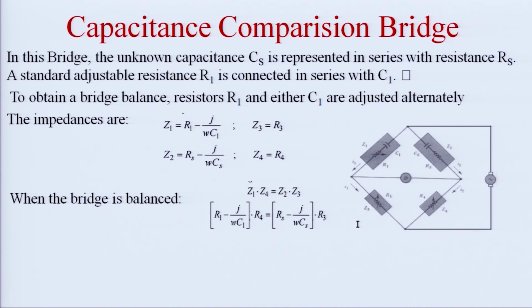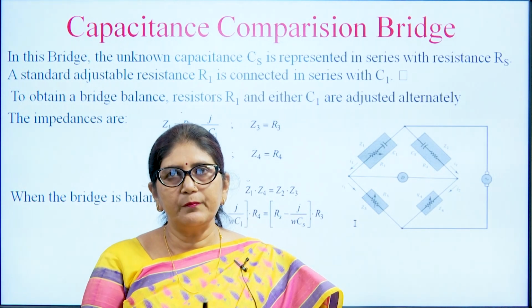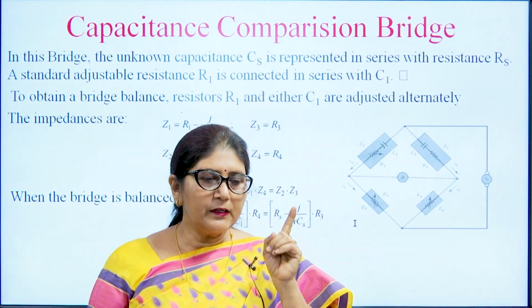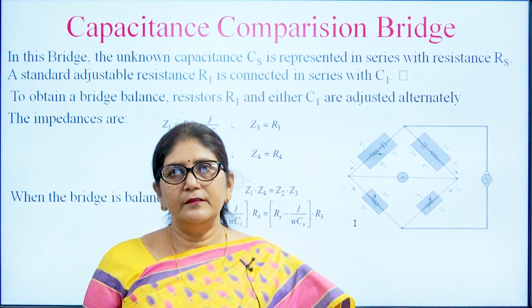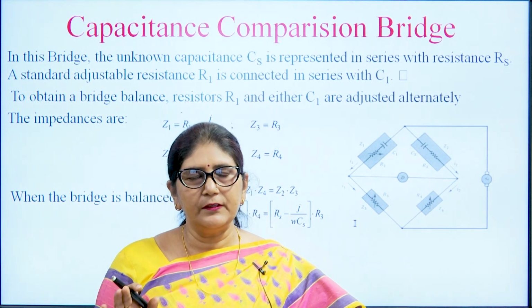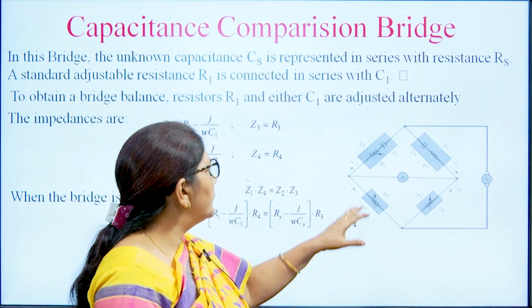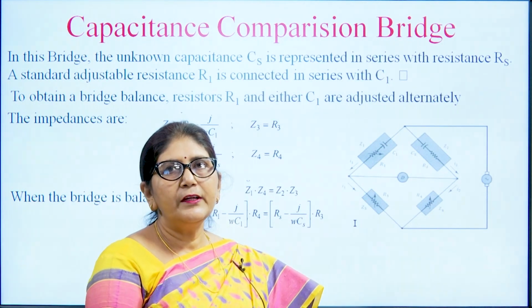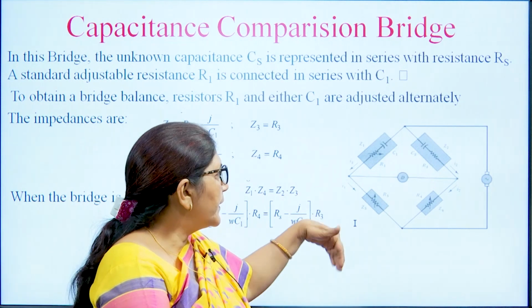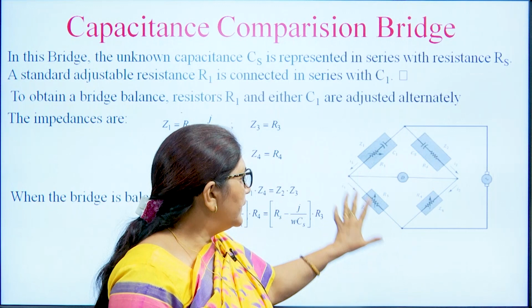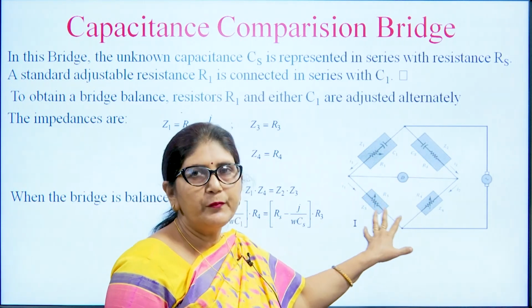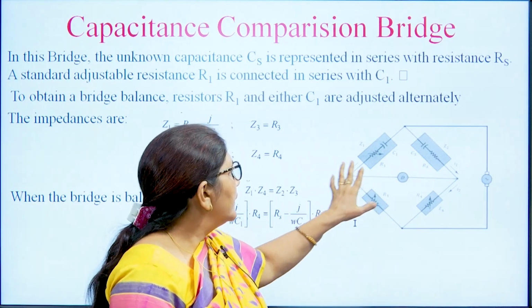In this lecture I will discuss two types of bridges. One is the capacitance comparison bridge, and the other is the inductance comparison bridge. In the capacitance comparison bridge, unknown capacitance is measured with a known capacitance. Here, suppose Z1 is the unknown capacitance, and we have to measure it in comparison with Z2.